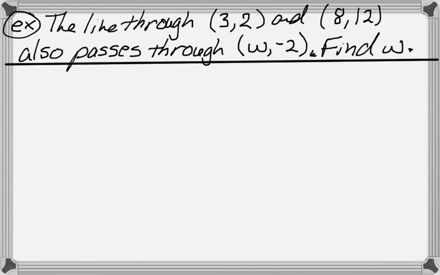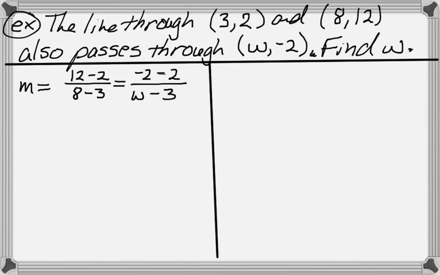We have a line that goes through (3, 2) and (8, 12). It also passes through the point (w, -2), and I want to find w. So, shockingly, I will start this with slope. So 12 minus 2, start with 12 in the numerator. I have to start with the 8 in the denominator. And now I'm going to use the point (w, -2) and the point (3, 2). So -2 minus 2 is the change in y, w minus 3 is the change in x.